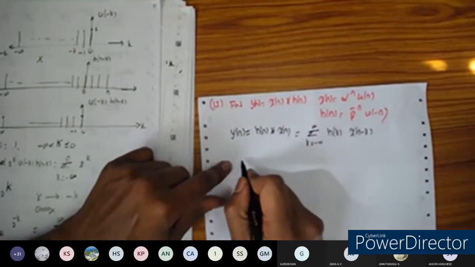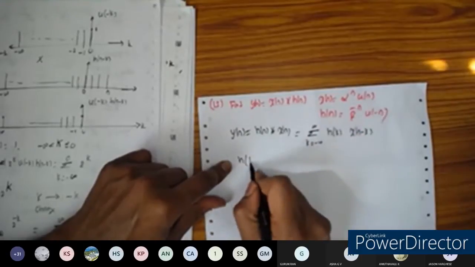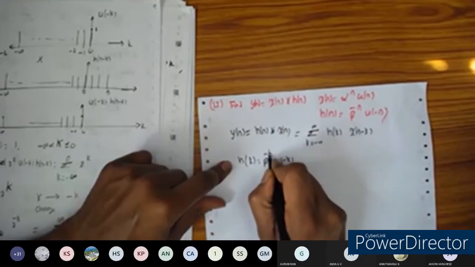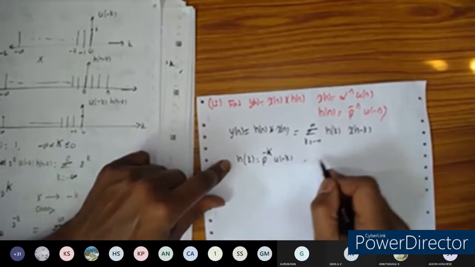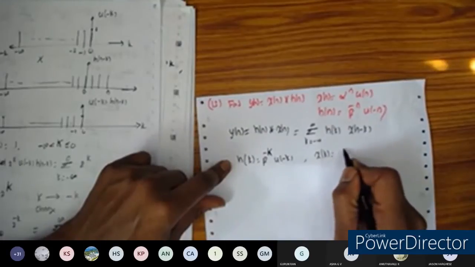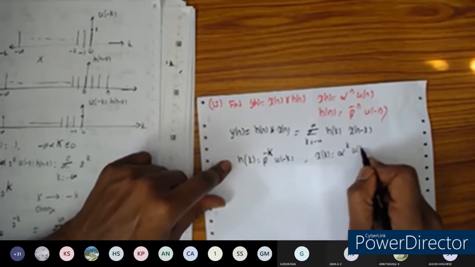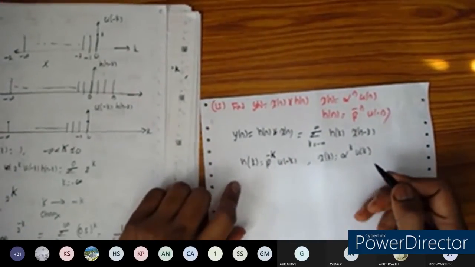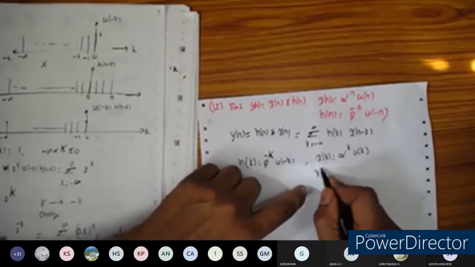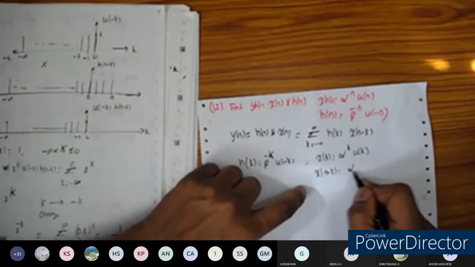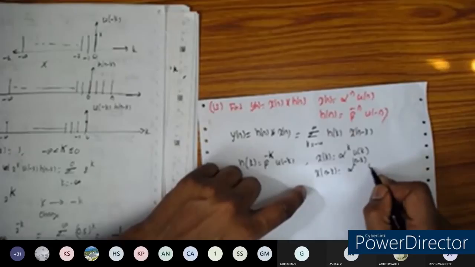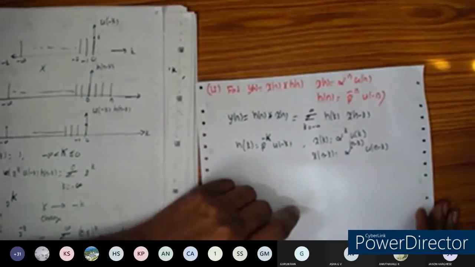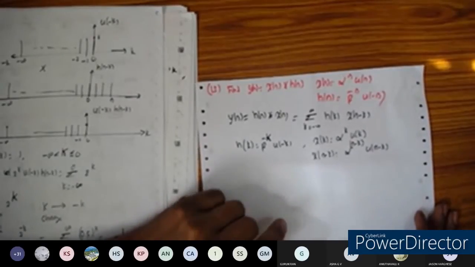H of k is beta to the power of minus k into u of minus k. Similarly, x of k is alpha to the power of k into u of k. And we want x of n minus k, which is alpha to the power of n minus k into u of n minus k.